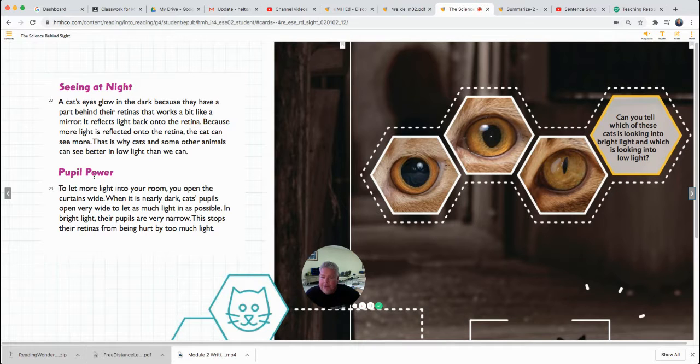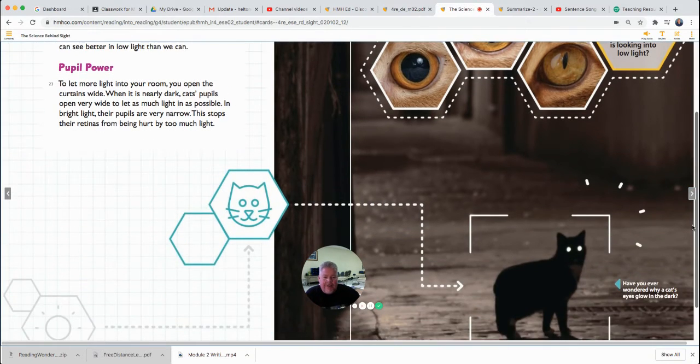more light. Pupil power. To let more light into your room, you open your curtains wide. When it's nearly dark, cats' pupils open very wide to let in as much light as possible. In bright light, their pupils are very narrow. This stops their retinas from being hurt by too much light.